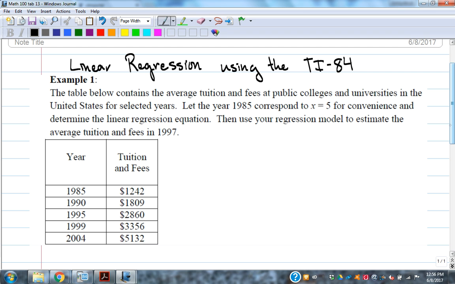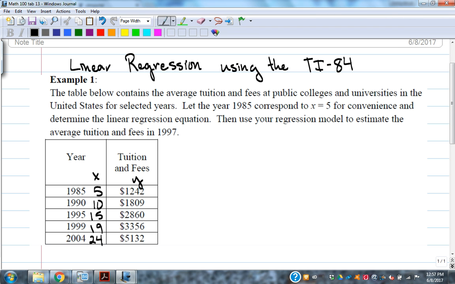The table below contains average tuition fees for public colleges and universities in the United States for selected years. Let the year 1985 correspond to x equals 5 for convenience. Determine the linear regression equation, then use your regression model to estimate the average tuition and fees in 1997. So if 1985 is 5, then 1990 would be 10, 15, 19, and 24 would be our x values. These are going to be our y values.